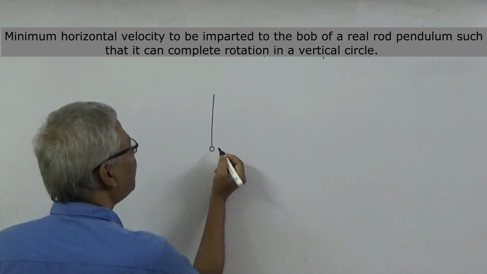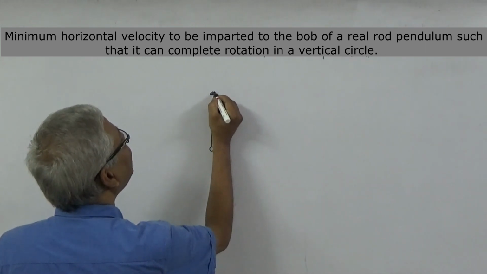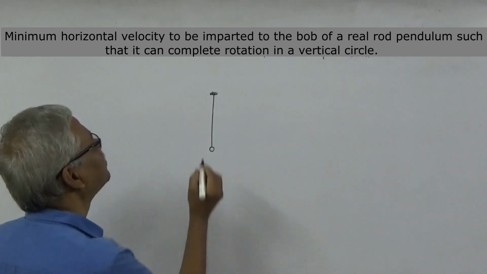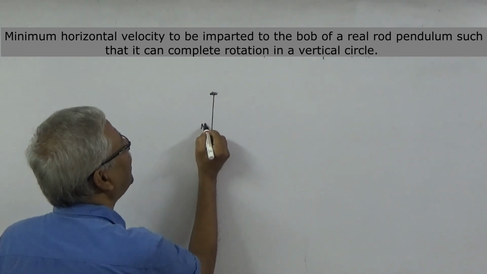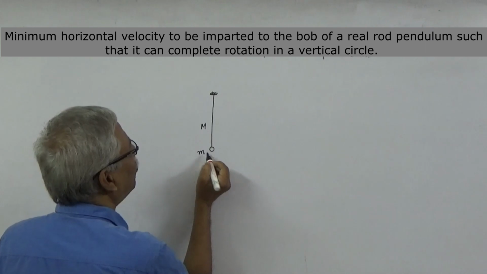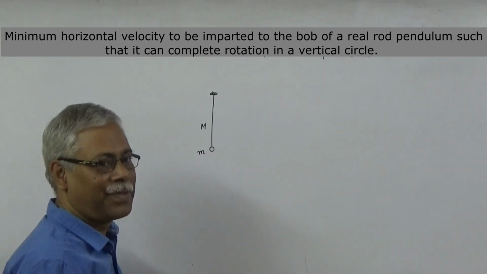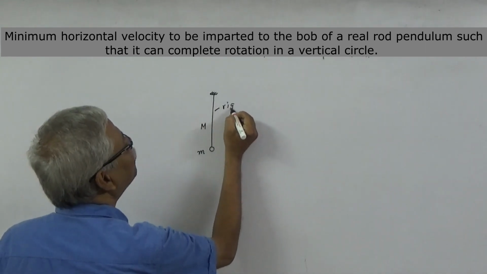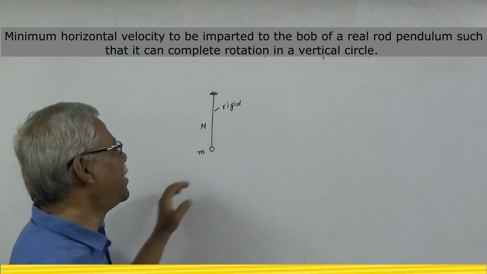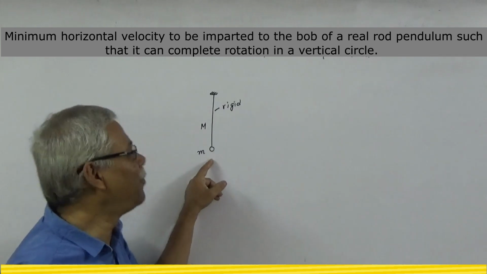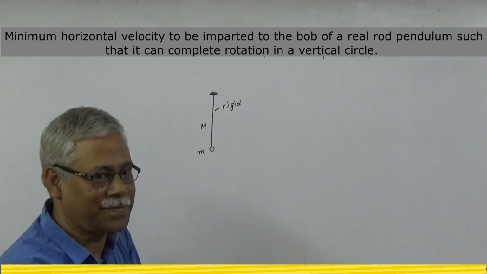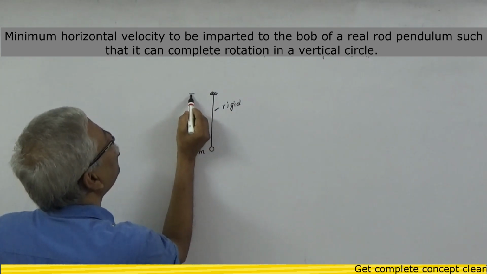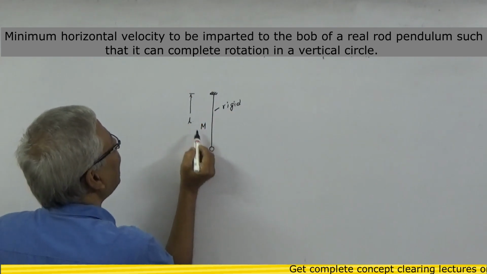So the rod is not massless in this situation. The rod also has a mass. Mass of the rod is big M and mass of the bob is small m. This rod is rigid, which means under the weight of the bob, the rod will not collapse. And the length of the rod is also known to you. It is L.